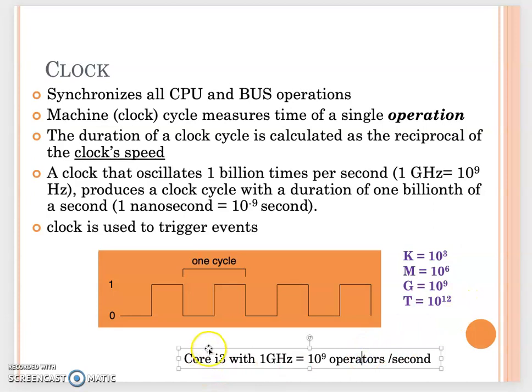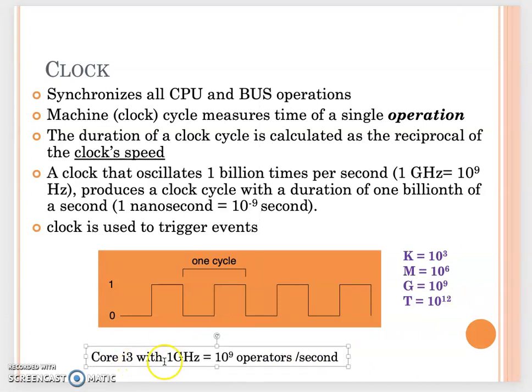Okay, so back to our Core i3 processor. If you have 1 gigahertz speed, that means in 1 second, you can have 10 to the 9th power operations. That's a lot, right? So in 1 second, you can have so many operations. On the other hand, one operation is how many seconds? We know the speed, but we also can know how many seconds for each operation. That's what we said earlier, the reciprocal.